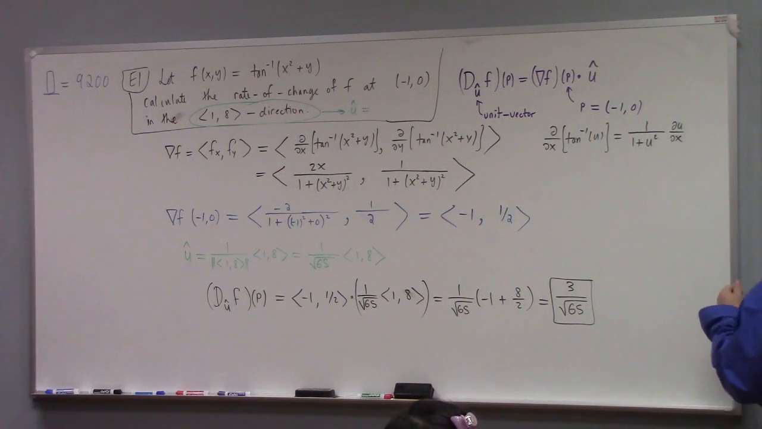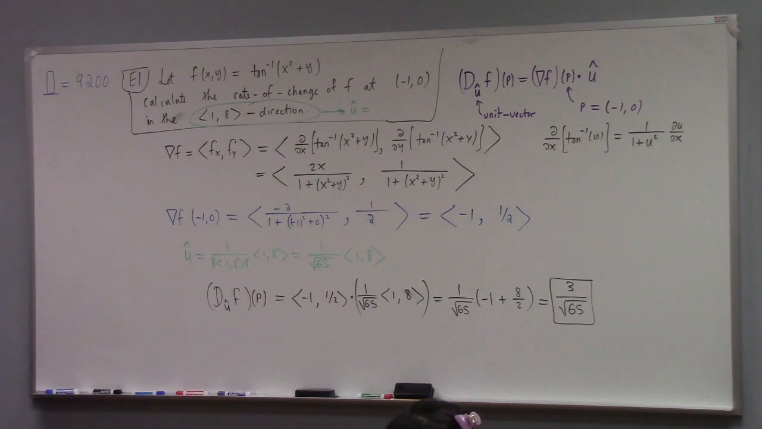Example 2. For f of x comma y equal to the same function, all right, part a: if possible, find u hat for which the directional derivative in the u hat direction of f at, what was my point? Minus 1, 0 equals, I don't know, 10.